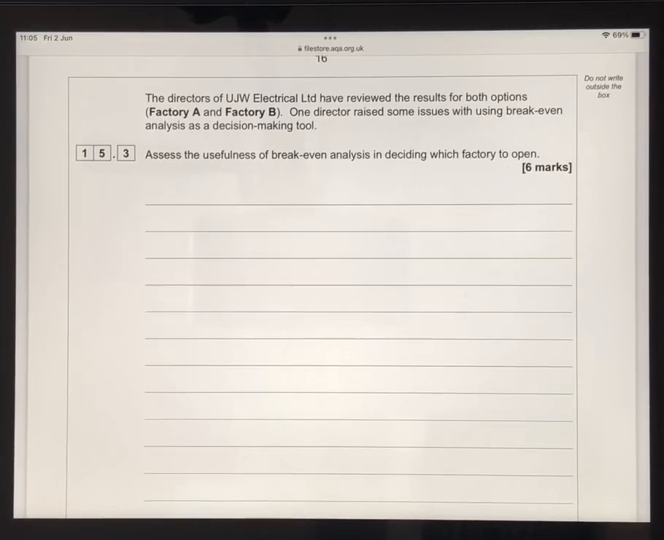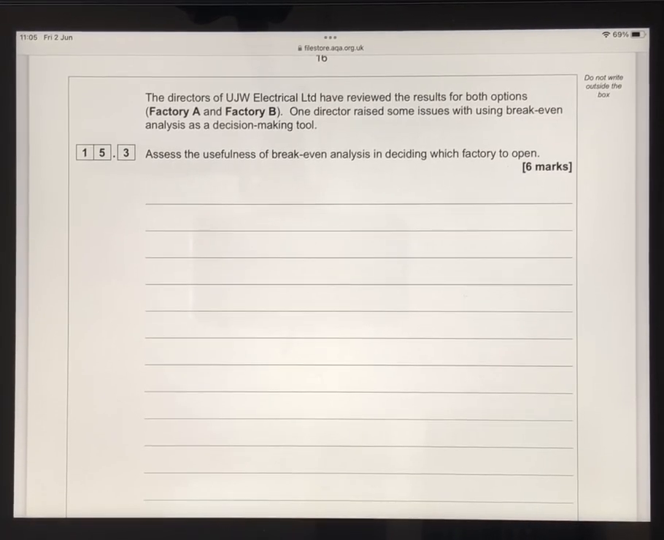So you want to have 2 paragraphs. One paragraph mentioning about why it may be useful, and then another paragraph making an assessment about why it may not be so useful. Okay. So that's the nature of the question.